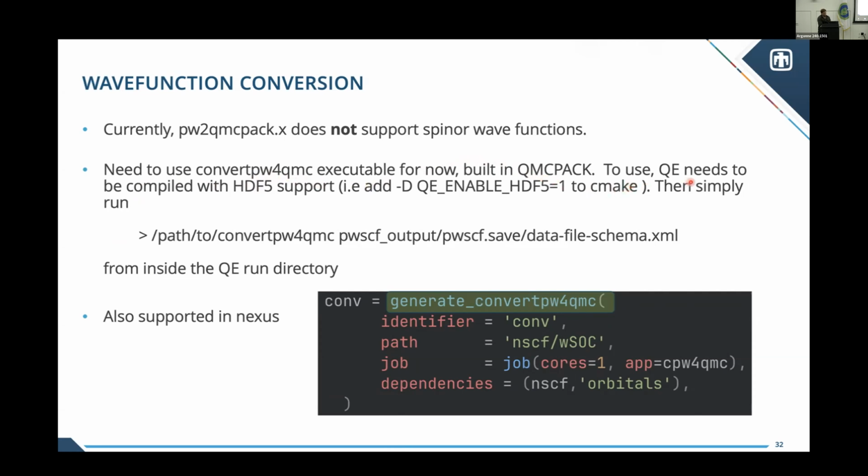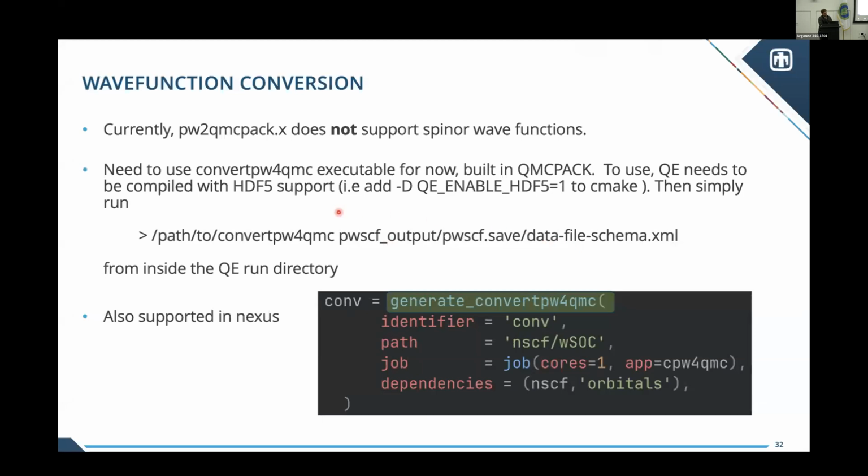So the first thing you have to do is make sure you have compiled Quantum ESPRESSO with HDF5 support. So there's a CMake flag for that. And then you just point the convertpw4qmc binary to the data file schema, which is kind of buried deep within the Quantum ESPRESSO output directories. And that will generate you an HDF5 file that has the spinor information.